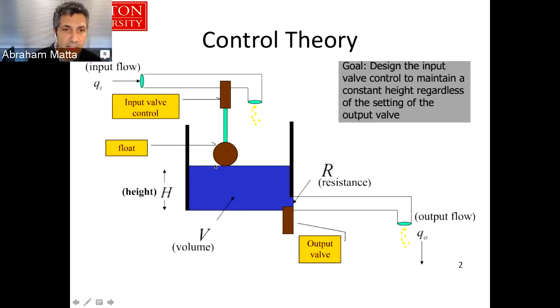So the idea is that we would like to open up the input valve a little bit to let more flow in if the water level falls below the target, otherwise we would like to shut down the input valve if the opposite is true.